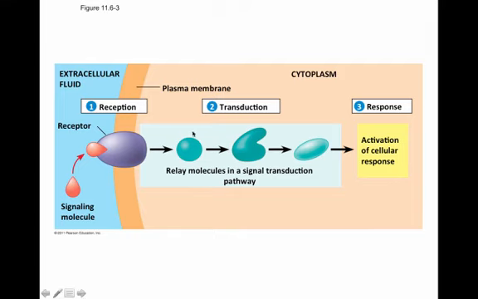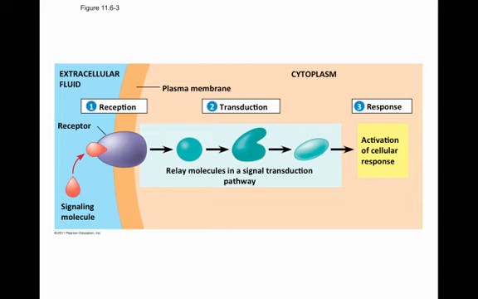That response can be a number of things. It could be transcription of a gene. It could be growth. It could be apoptosis, which is programmed cell death. It could be proliferation, which often happens in cancer cells. And so that is the third step in the process. There's reception, there's transduction, and there is response. And all three of these you must know.